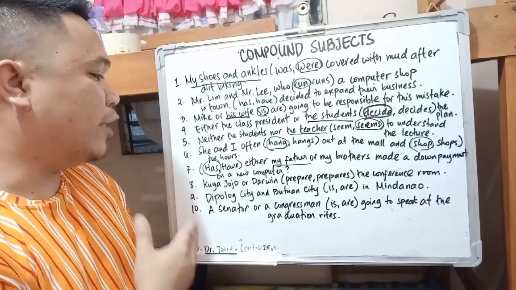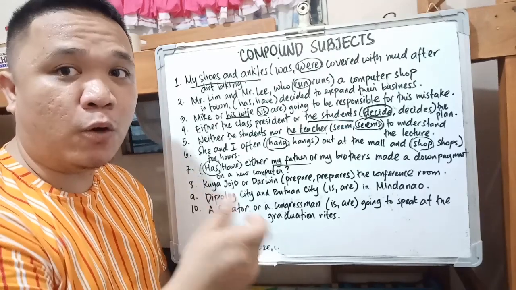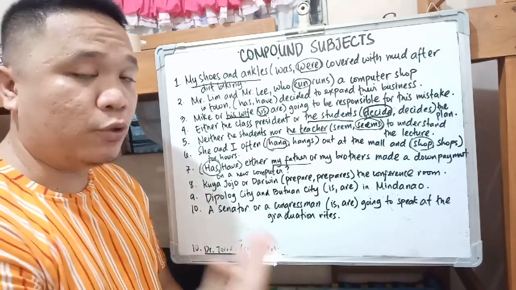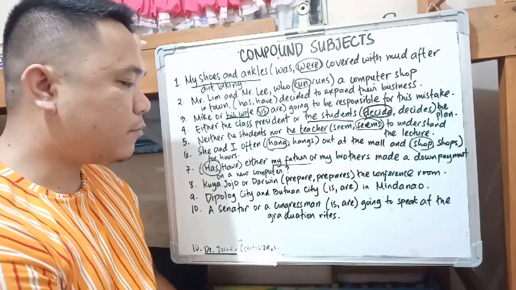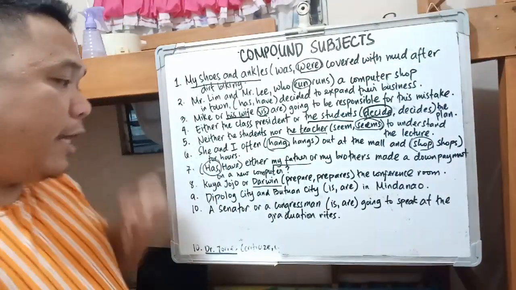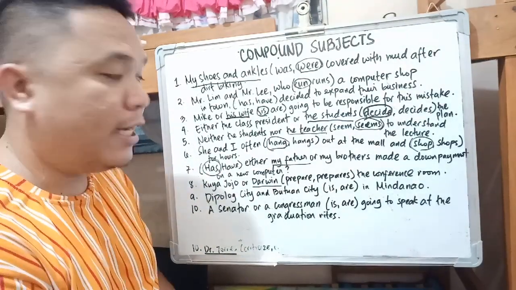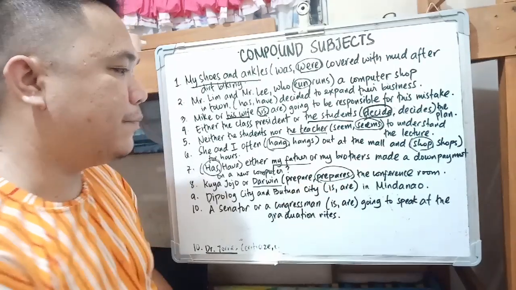Okay, Kuya Jojo or Darwin. Once your sentence is joined by or in the subject form, you have to choose the second one. Kuya Jojo or Darwin is our singular subject and we need a singular verb. How does a singular verb look like? It ends in S. Okay, very good.